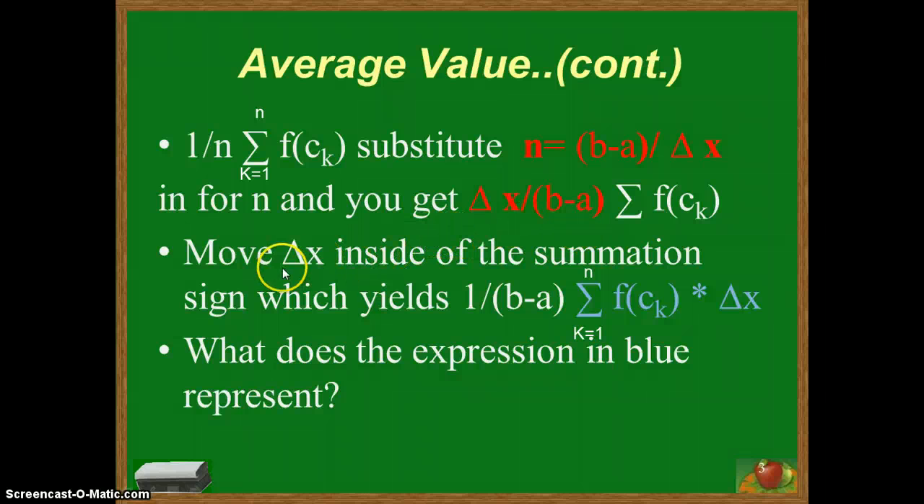Now, since delta x is the same length for each subinterval, that means it's a constant. I can bring that to the inside of the summation sign, which yields 1 over (b minus a) times the summation of f of ck times delta x. Does anybody recognize what this summation in blue represents? Well, in fact, that's a Riemann sum, which we studied in the first part of this section.